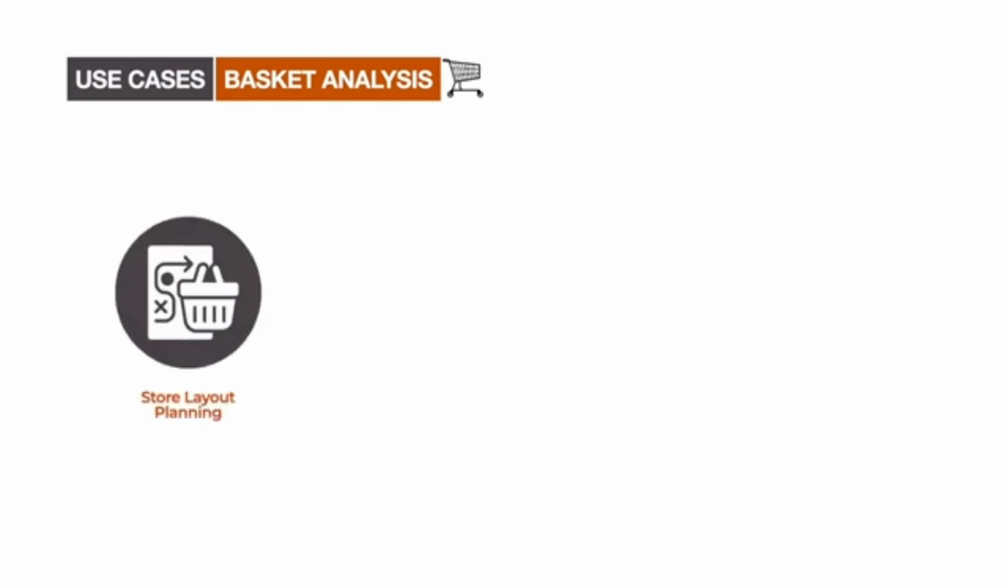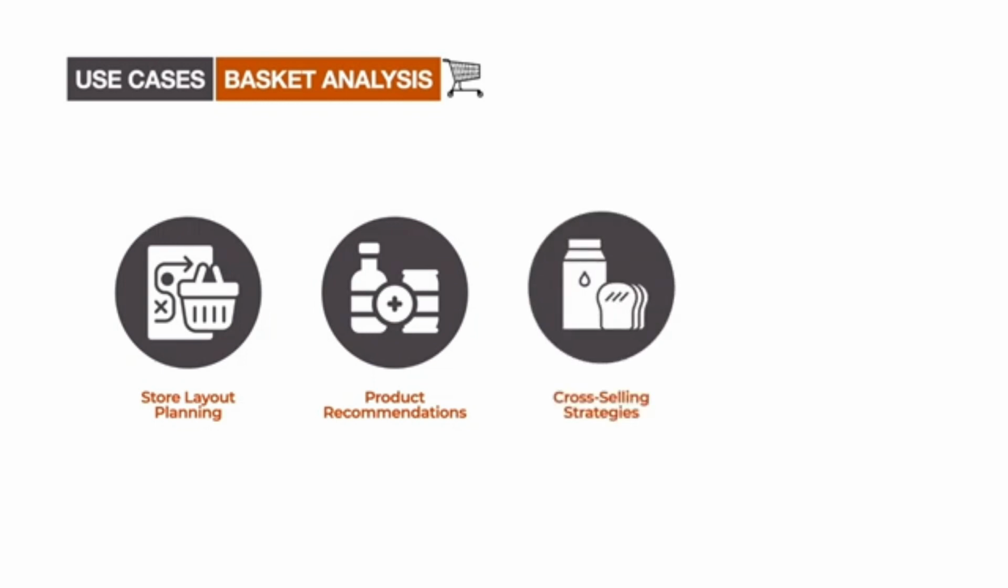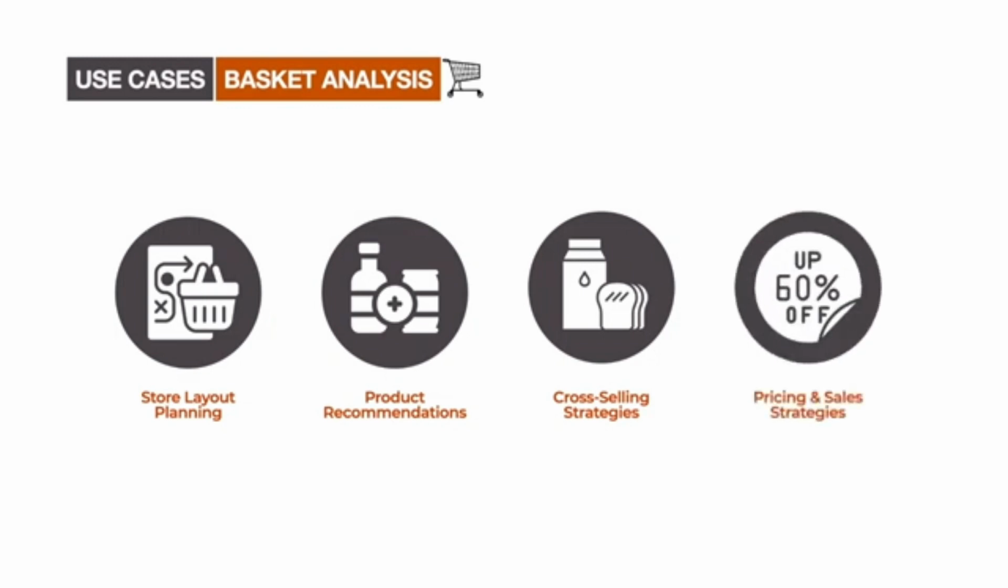Next, let us now look at some of the applications of basket analysis. Basket analysis is a very powerful tool and it has many benefits and use cases. A physical retail store can adjust the store layout by placing the frequently bought together items close to each other. An online retailer can recommend the products bought together by suggesting the second product when the consumer places the first product in the cart. A retailer can create cross-selling strategies to sell the products together. And finally, a store can create promotions and pricing strategies by offering discounts for buying the products together.